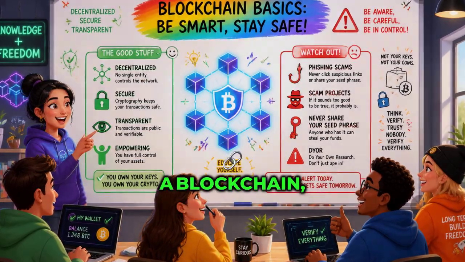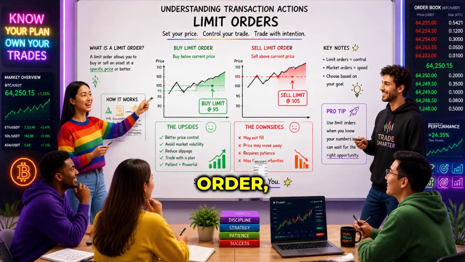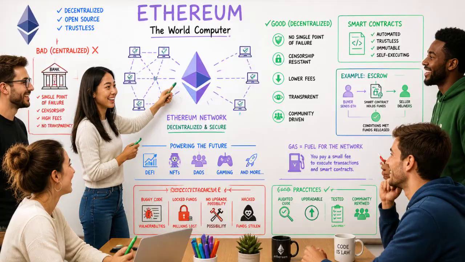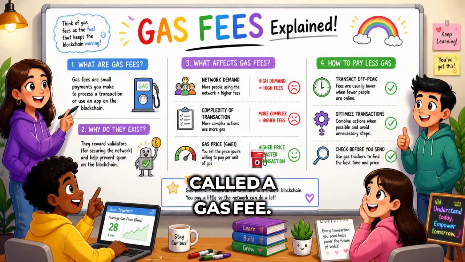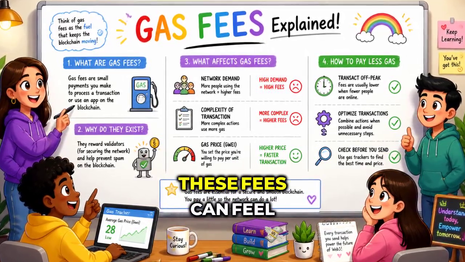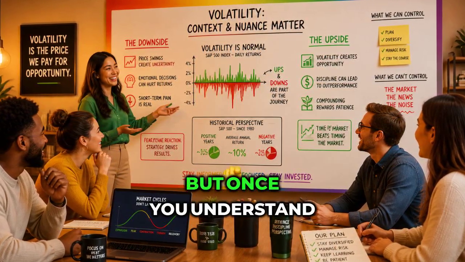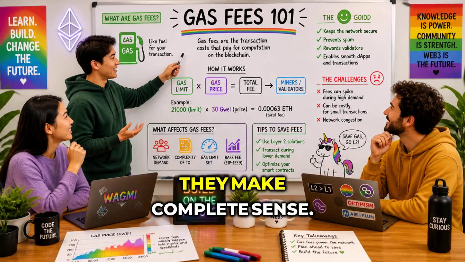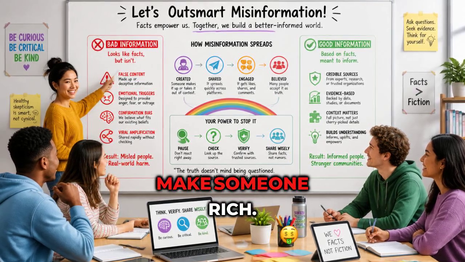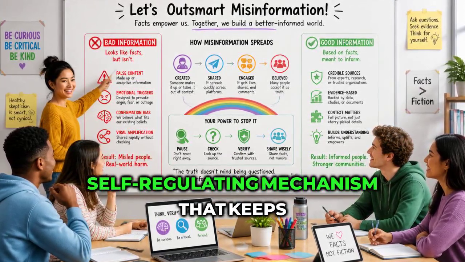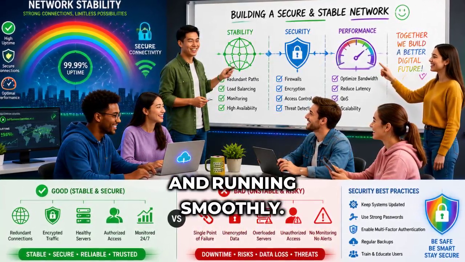Whenever you interact with a blockchain, whether you are moving stablecoins, swapping assets, or placing a limit order, you will meet a transaction cost. On smart contract networks like Ethereum, this cost is famously called a gas fee. To a beginner, these fees can feel like an annoying, unpredictable tax that changes every hour. But once you understand the reason behind them, they make complete sense. Gas is not an arbitrary charge designed to make someone rich. It is a vital, self-regulating mechanism that keeps the whole network alive, secure, and running smoothly.